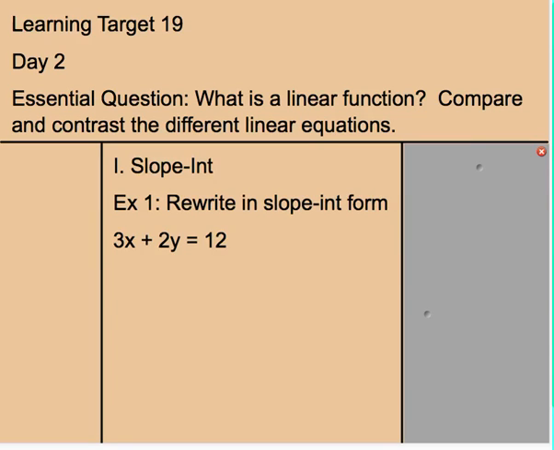Our last learning target of the unit, 19, day 2. And what we're going to do a little bit in this one is talk about the 3 different types of linear equations that we've seen and what information they each have that's useful.